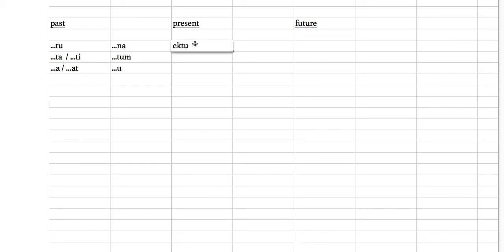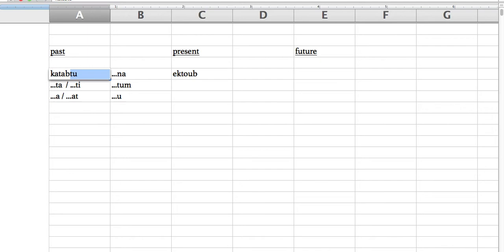Present tense looks like this. Ektub. I study is edrus. I'll put one sample here. So katabtu, right? As you can see, the root looks a little different. So katabtu, ektub, right? The same main letters are there. Ka, ta, ba, but katabtu, katabta, so on and so forth.